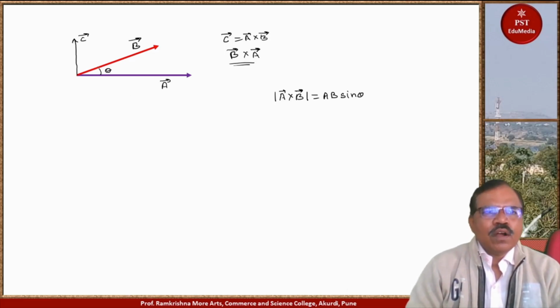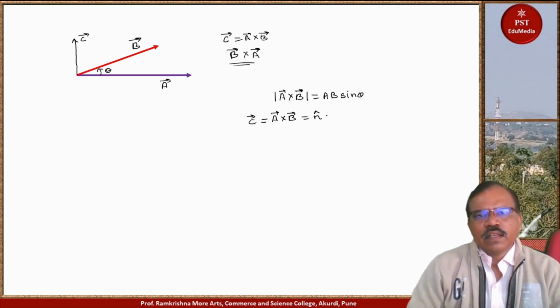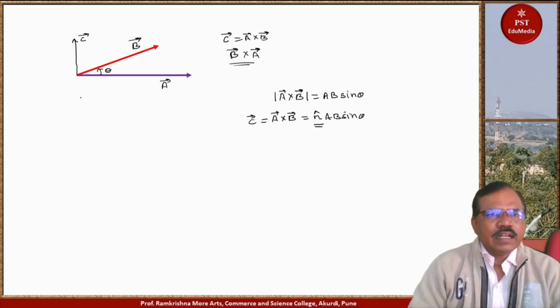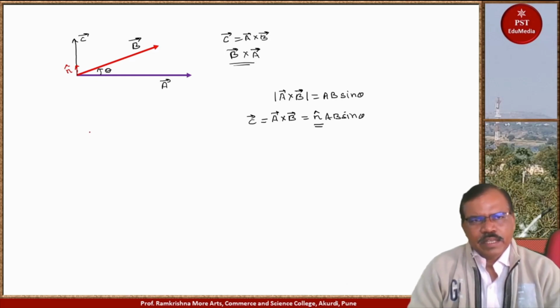But if we go along this direction, the counterclockwise direction, then we get A cross B, that is C, equal to n AB sin theta, and here this n is a unit vector, and this unit vector is directed upwards. This is the direction of n.